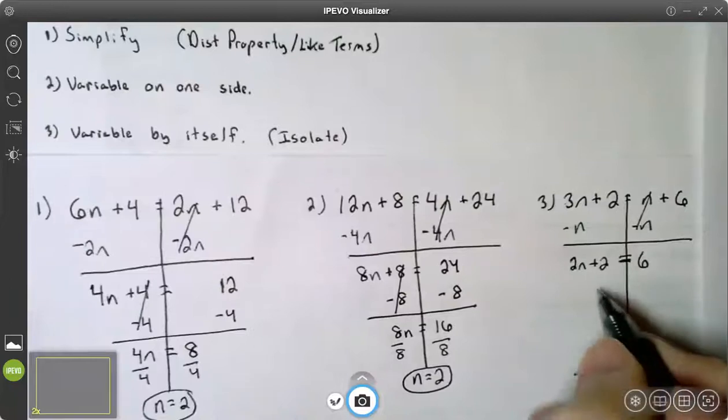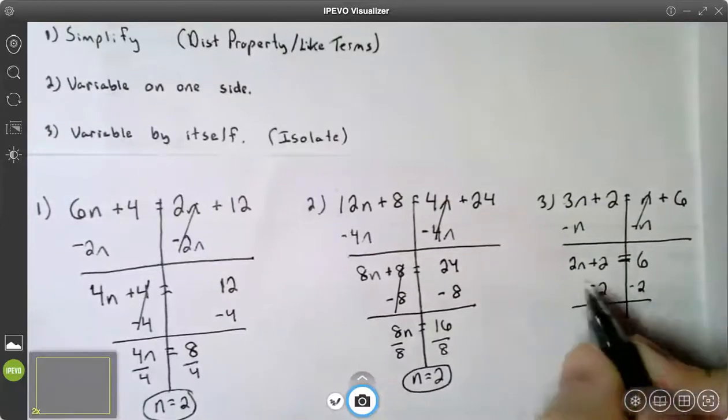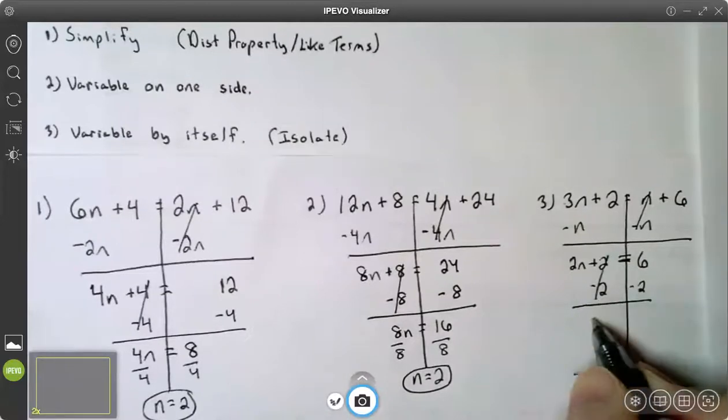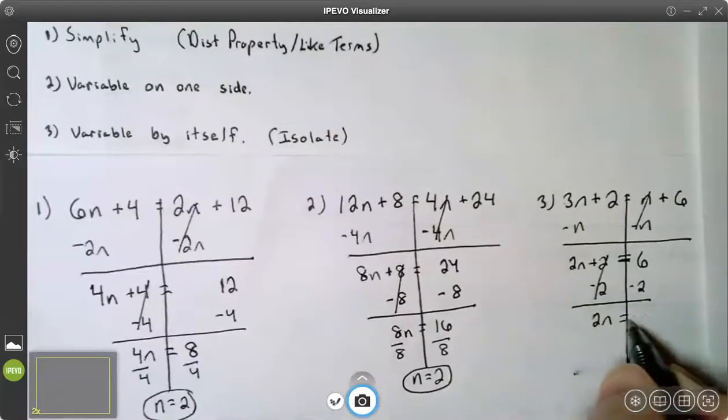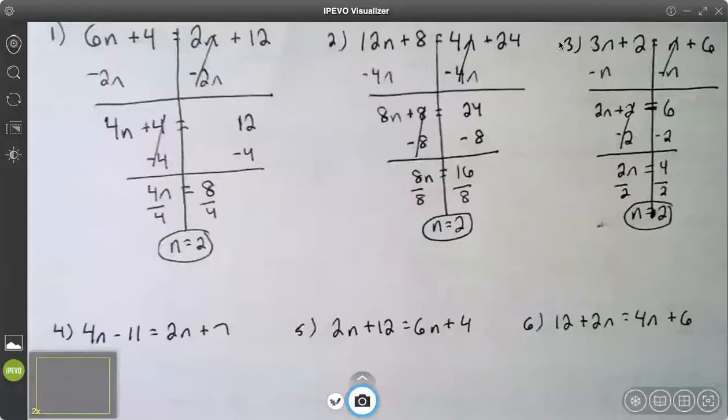To get rid of plus 2, I subtract 2 from both sides. 2 minus 2 is nothing. That leaves me with 2n on the left and 4 on the right. To get rid of times 2, I divide both sides by 2. And again, my answer is 2. Number 4.